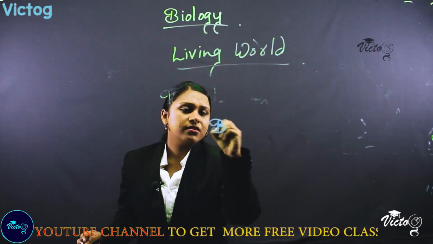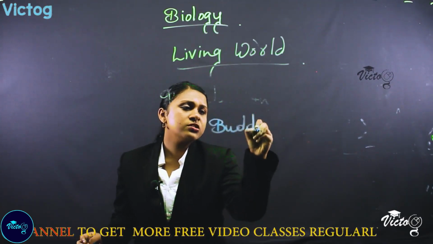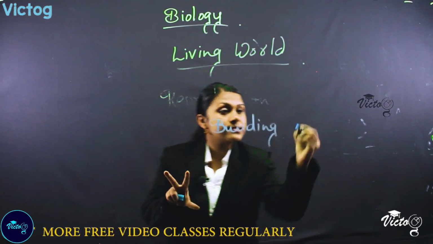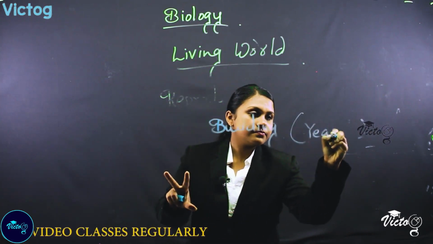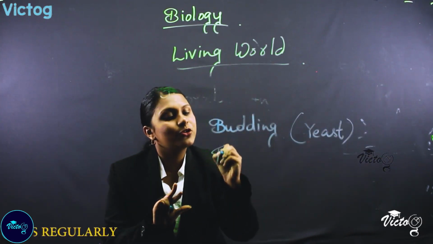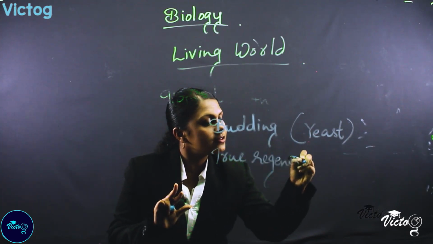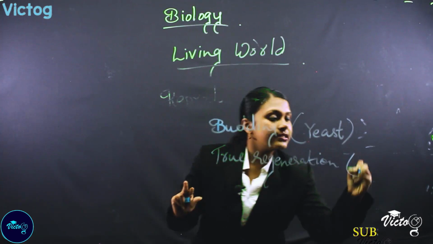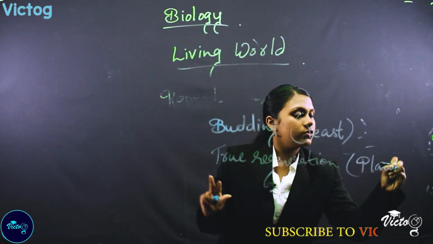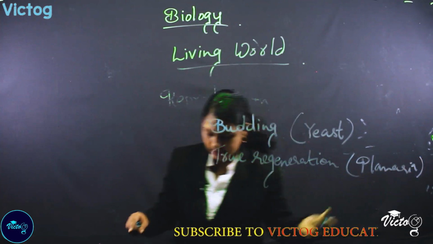And budding is also a mode of reproduction which occurs in yeast. And you know about true regeneration. This occurs in planaria. So these examples are very important.